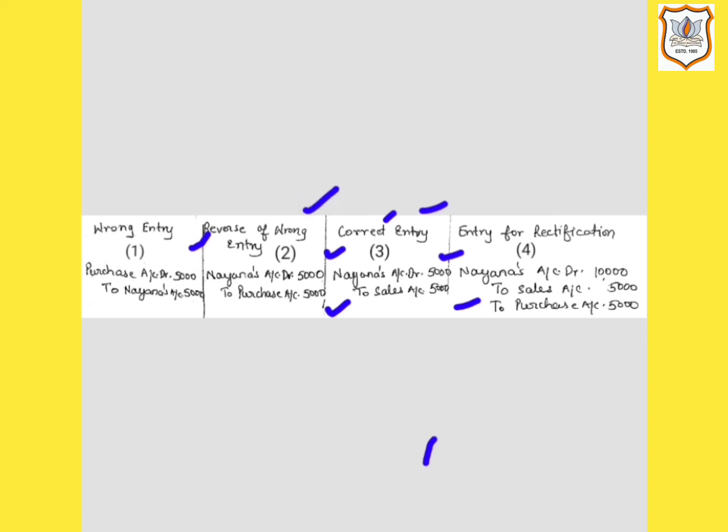So if you see that in step number 2, Naina's account is debited by rupees 5,000, and in step number 3 also Naina's account is again debited by rupees 5,000. So both is showing debit side. So in both the column, Naina's account is shown on debit side. So here 5,000 plus 5,000, that comes to 10,000. So in rectifying entry, we will write Naina's account debit by rupees 10,000.